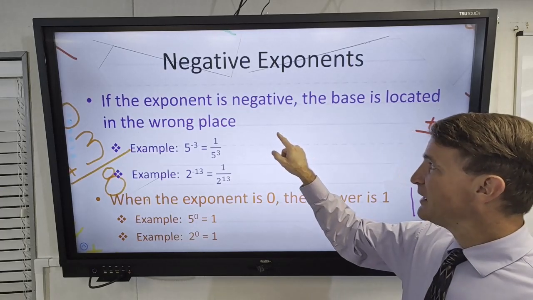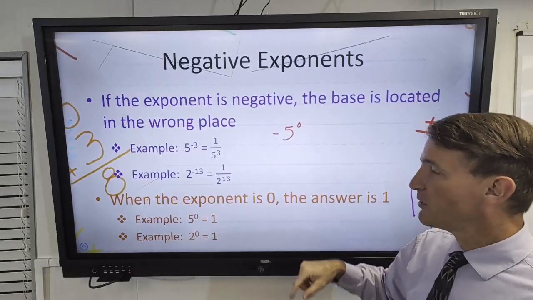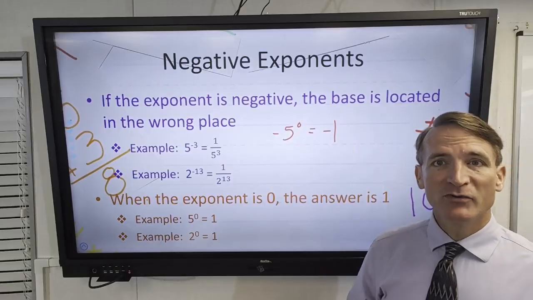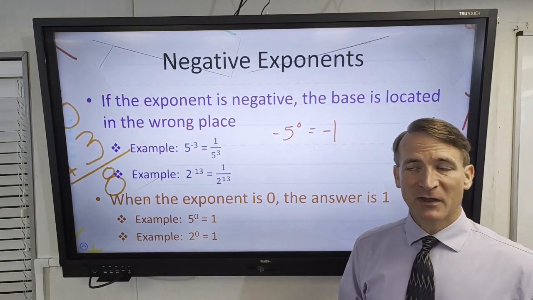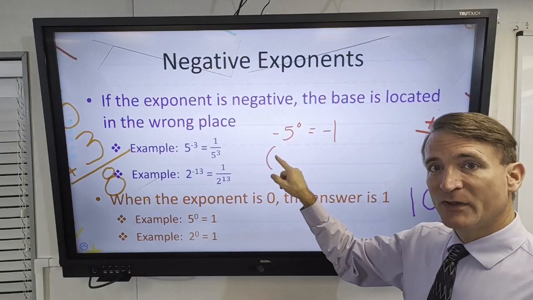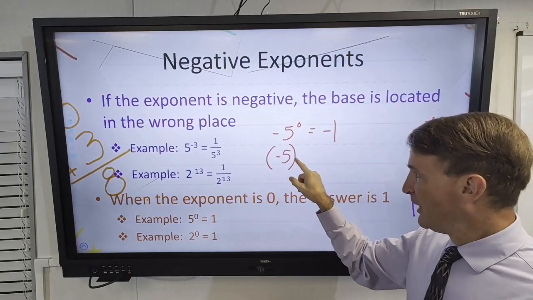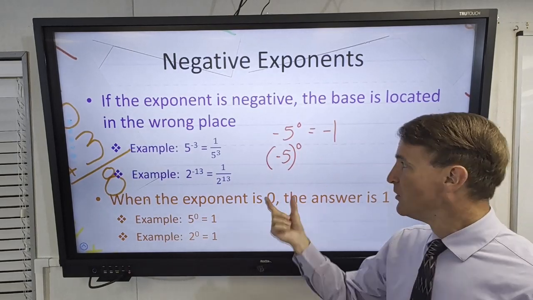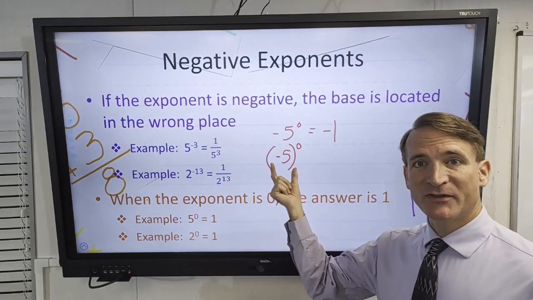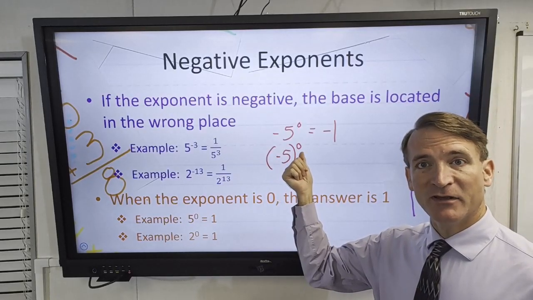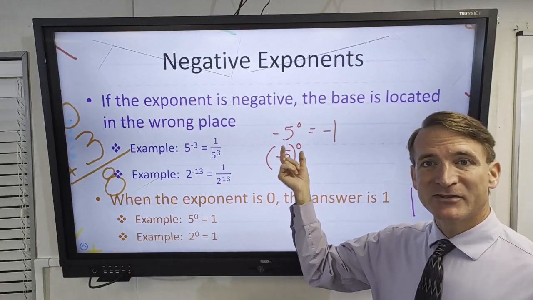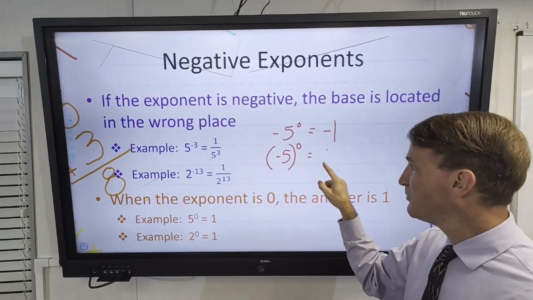If we had negative 5 to the 0 power, that would be equal to negative 1, because the 0 is only on the 5. If I were to write it as parentheses of negative 5, and outside the parentheses I put the 0, now it's saying my entire base, which is everything inside the parentheses, because the exponent is outside of it, everything inside the parentheses is to the 0 power. Anything to the 0 power would be equal to a positive 1.